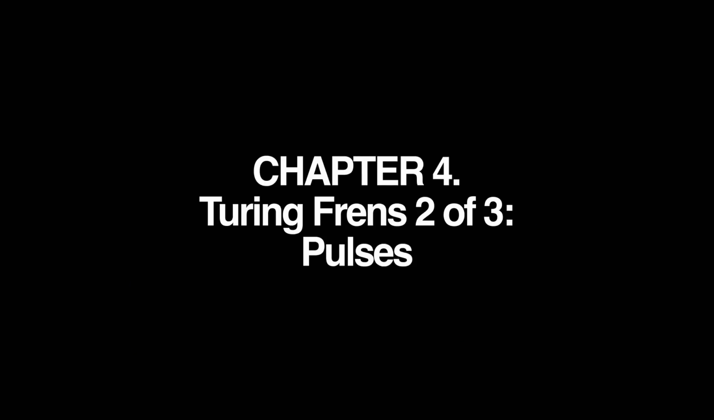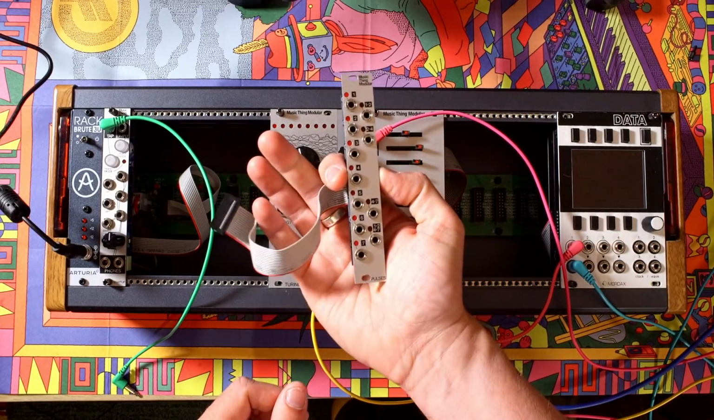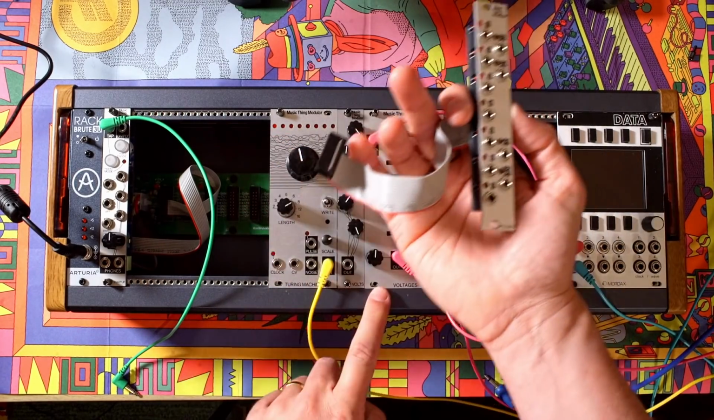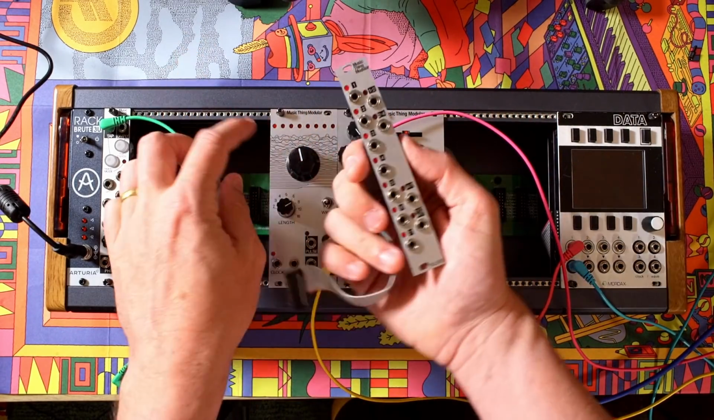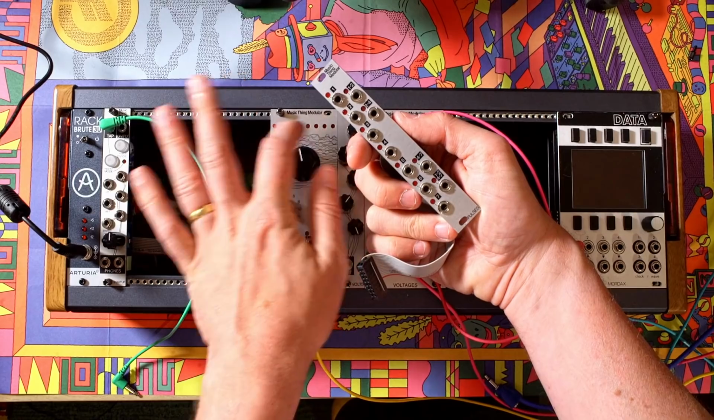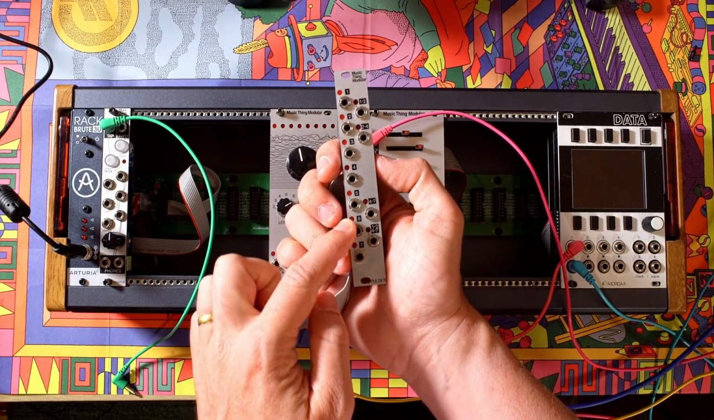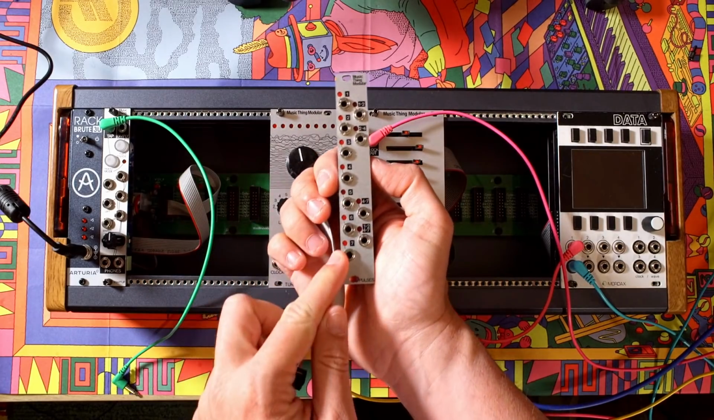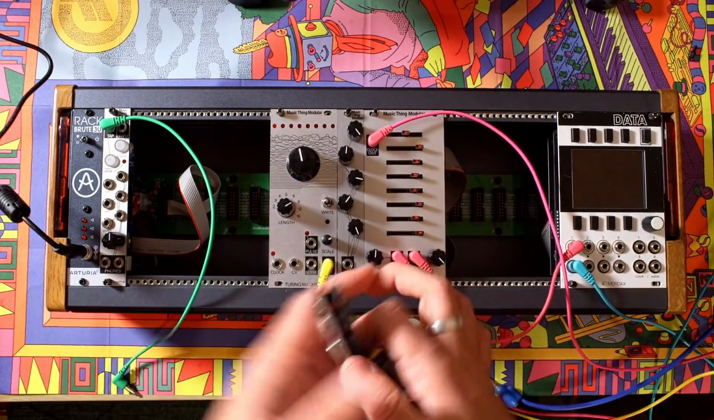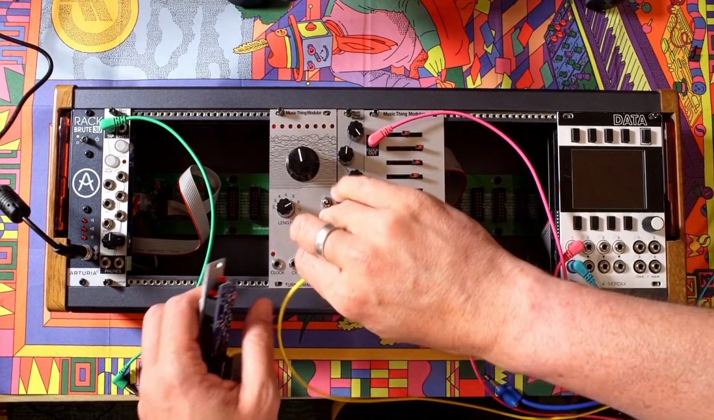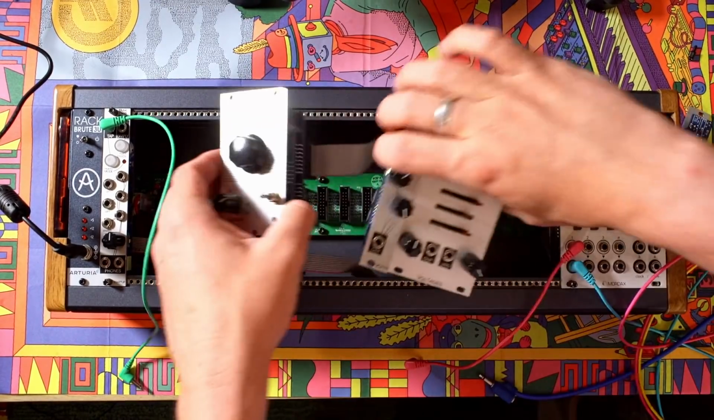Chapter 4. Pulses. So the Pulses is really rather simple compared to the Voltages. All it is, it's harnessing the little row of little dots that run through its shift register, and it's making them available to become drum gates, as it were. So what I'll do is I'll turn this off. Let's actually get this hooked up, and then I'll show you.